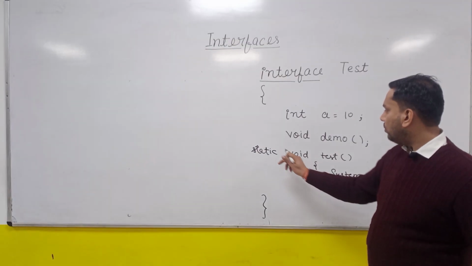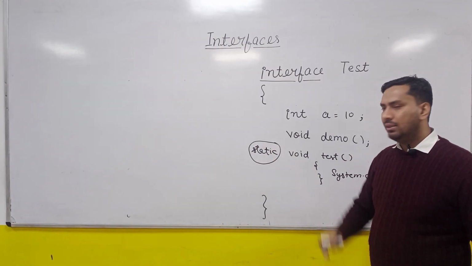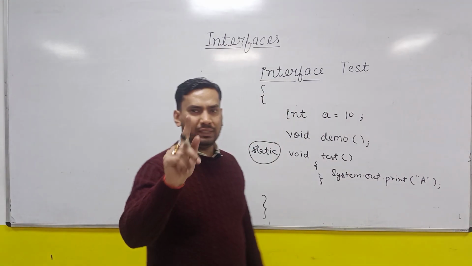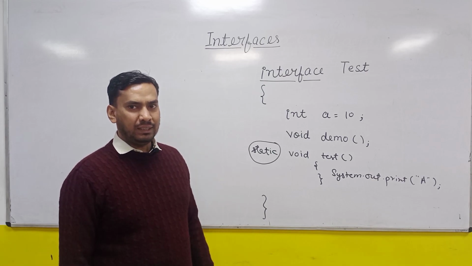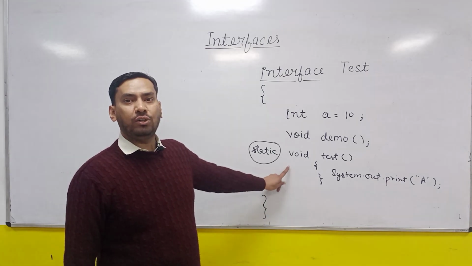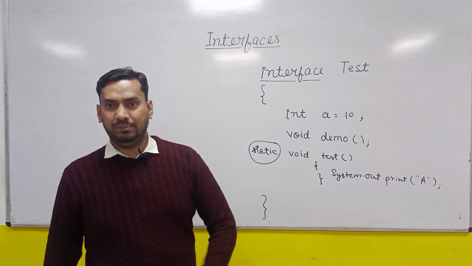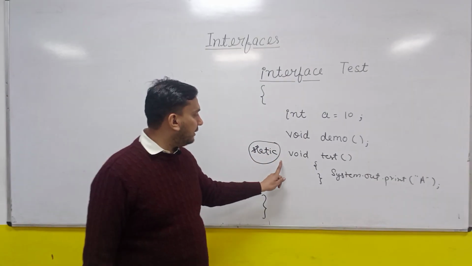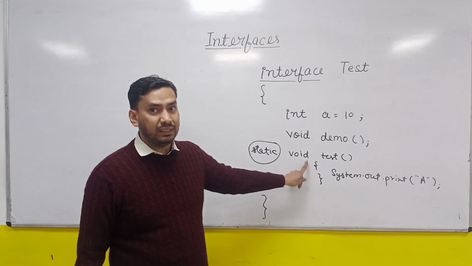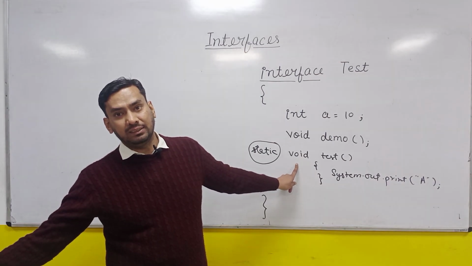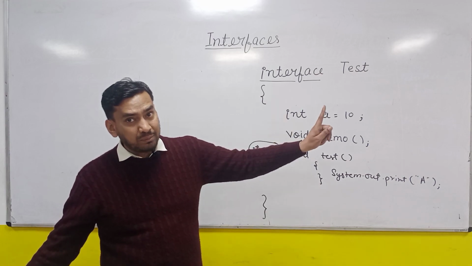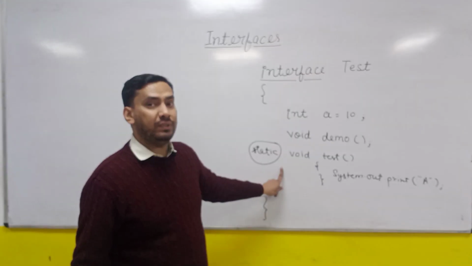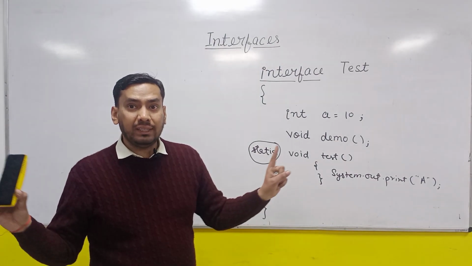Fine. Now this static method, why did Oracle allow you to write a static method? First and the most important thing is, this static method of an interface is never inherited. It is never inherited. And this is the difference between the static method of an interface and the static method of a class. The static method of a class is inherited, but the static method of an interface is never inherited.